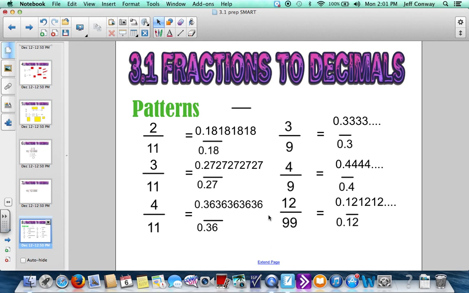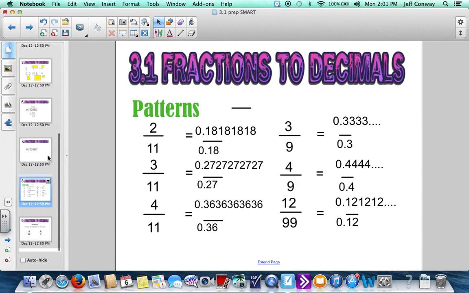It gets a little different when I use a double-digit number or a 2-digit number, so I moved up to 12. In order to make 12 repeat, I had to put it over 2 nines. If there are 2 digits in my numerator, I need 2 nines on the bottom. And you'll notice that 12 divided by 99 is decimal 121212121, or 12 hundredths repeating. If I have a single digit number, I put it over 1 nine to make it repeat. If I have a double digit number, I put it over 2 nines to repeat. If I had a 3 digit number, I would put it over 3 nines to make it repeat. Just a little pattern to think about and remember.